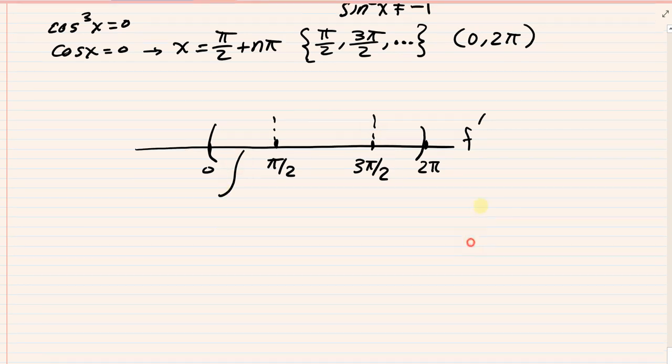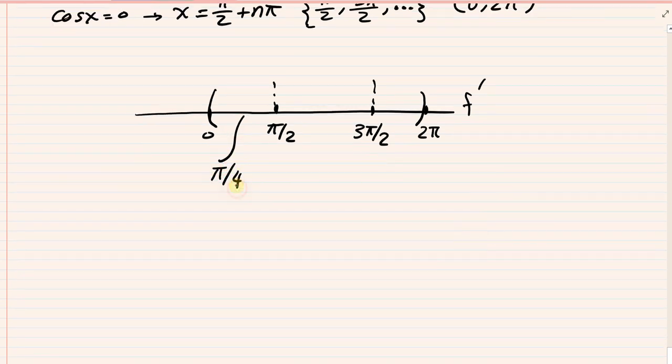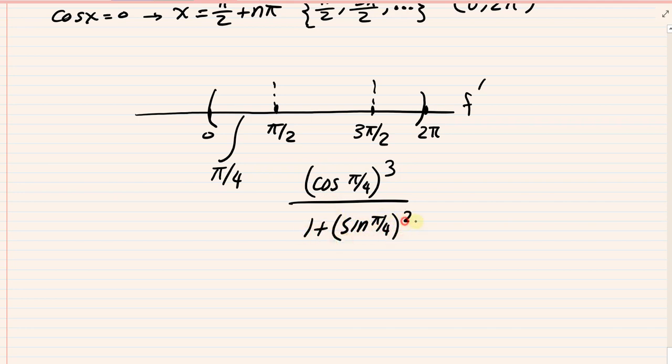So let's pick a number here, such as pi over 4. And we're going to do f prime at pi over 4. Okay, so I'm doing cosine of pi over 4 cubed divided by 1 plus sine pi over 4 squared. Remember, all we want is the sign, whether it's positive or negative. Now, cosine of 45, 1 over root 2 cubed, positive. In the denominator, that's always positive, so we don't even test for the denominator. Therefore, between 0 and pi over 2, the sign of the first derivative is positive.